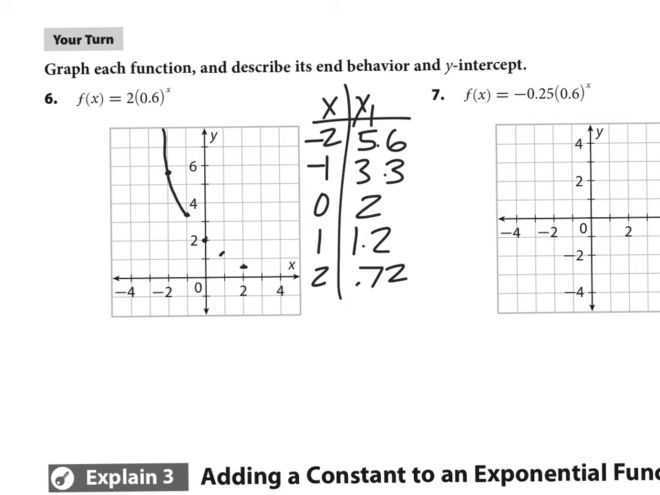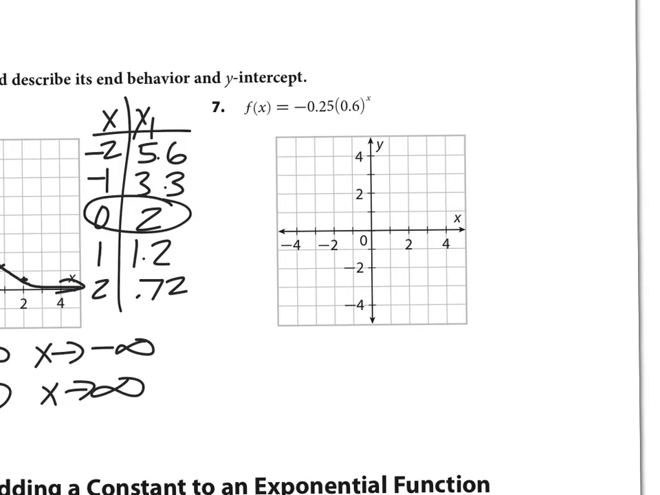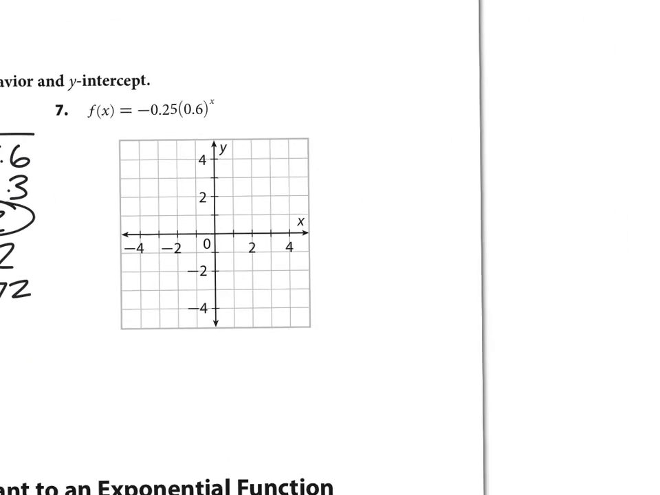So it is going down. It flattens out here. There's my y-intercept. F of x goes to infinity as x goes to the left. Okay, so as we go to the left, it's going up. And then f of x goes to 0 as x goes to the right. So as you trace it to the right, it flattens out at 0. So really pretty easy.